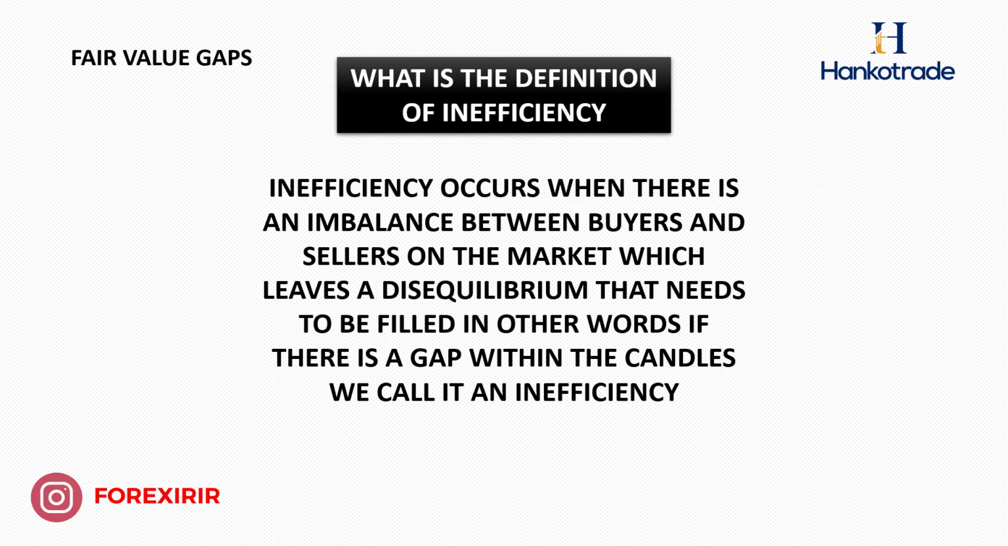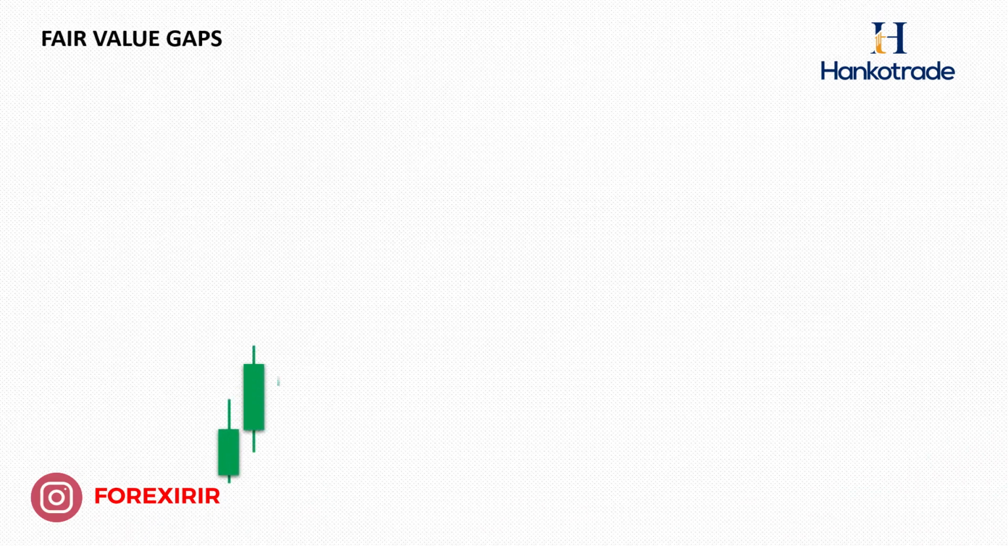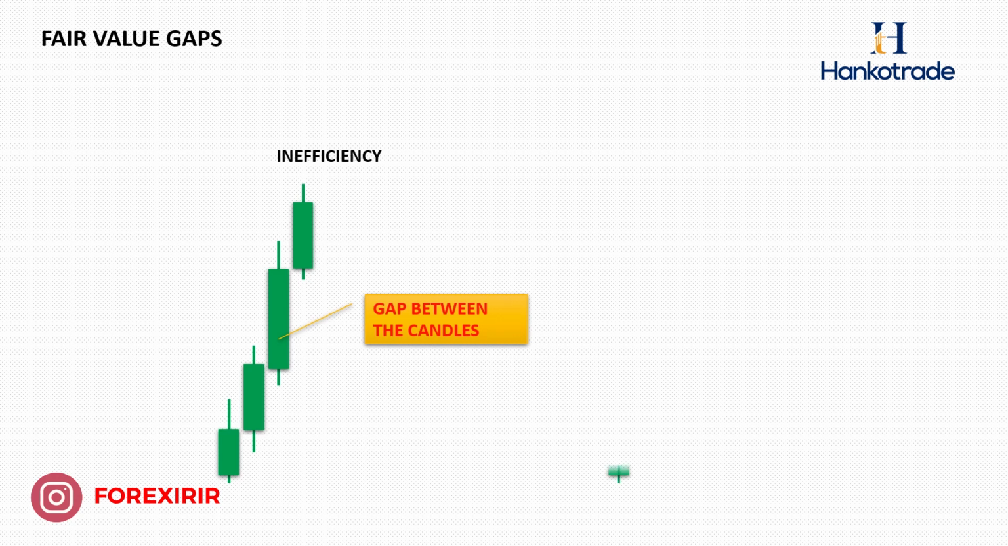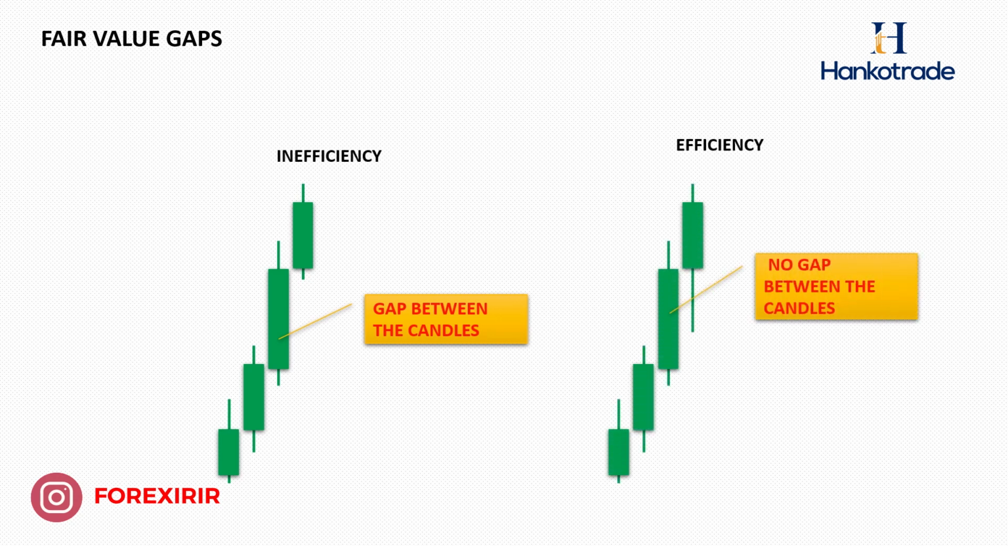Now let's explore how to identify inefficiencies in the market. Indeed, as you can observe in the left corner, there's a noticeable gap between the candles. In such a scenario, we anticipate that the price will eventually fill this gap by returning to test the empty space. This phase is what we refer to as inefficiency. On the contrary, in the right corner where the candles are closely aligned with no gap in between, there is no inefficiency present in this case.